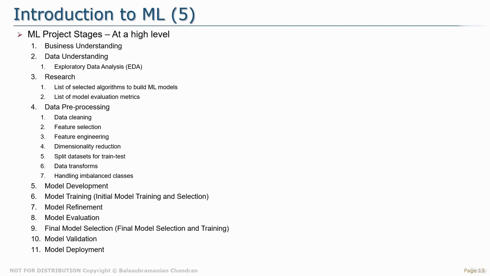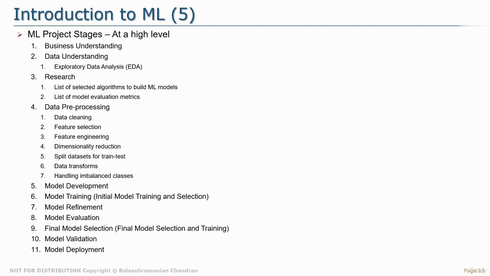Here are the various stages of an ML project. There are 11 stages, and they are: Stage 1, business understanding; Stage 2, data understanding, in which we will dive deep into exploratory data analysis; Stage 3, research, in which we will dive deep into list of selected algorithms to build the ML models and list of model evaluation metrics. Stage 4, data pre-processing, in which we will dive deep into data cleaning, feature selection, feature engineering, dimensionality reduction, split datasets for train and test, data transforms, handling imbalanced classes.